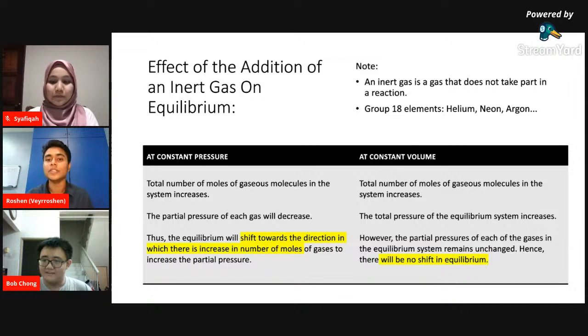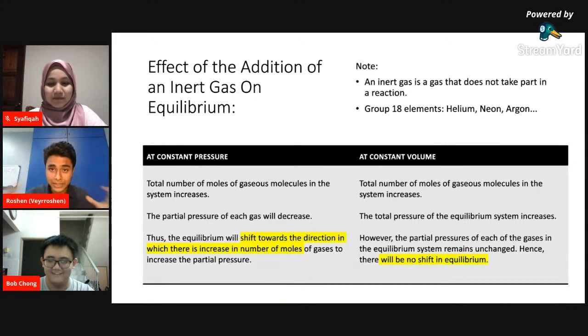But inert means it doesn't react. It's not reactive. So the meaning of inert means it does not react. It's a non-reactive gas. So the number of moles will increase because it's a gas, but it won't react. But what it will do is it will interfere. It will come in and interfere with the reaction.